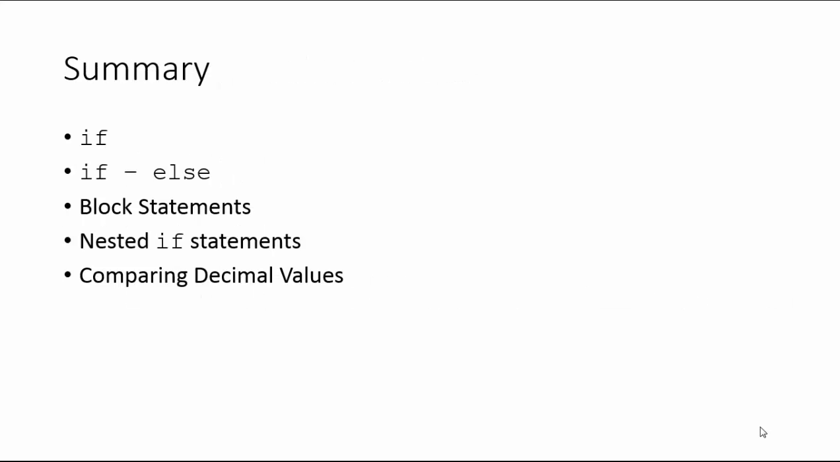In this tutorial, you learned how to create conditional statements to choose which statement to execute next in your programs. You learned how to create if and if-else statements to alter flow of control depending on the evaluation of a condition. You learned how to create block statements, which are groups of statements to be executed and are enclosed in open closed curly brackets. You also learned the rules for creating nested if statements and an algorithm for comparing decimal values.